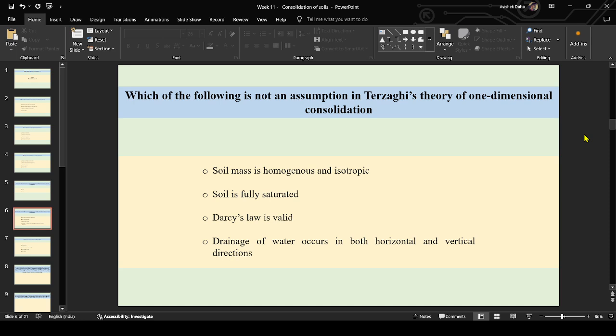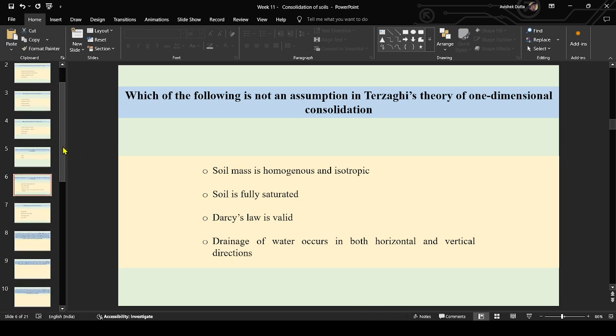Mind the question I've asked: not an assumption. I repeat the question. Which of the following is not an assumption in Terzaghi's theory of one-dimensional consolidation? Soil mass is homogeneous and isotropic. Soil is fully saturated. Darcy's law is valid. Or drainage of water occurs in both horizontal and vertical directions. Okay. Next question.